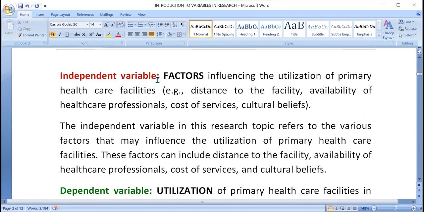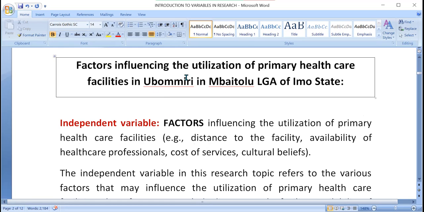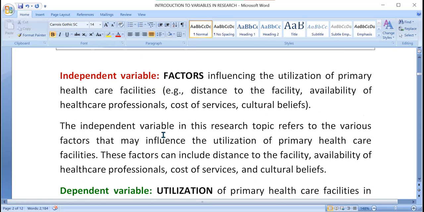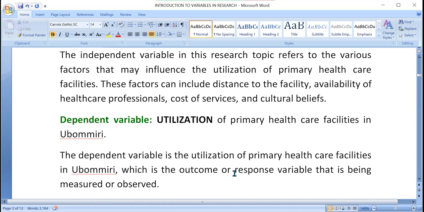So let's take it again. The independent variable in this research topic, factors influencing the utilization of primary healthcare facilities in Ubomiri and Bitolo area of Imo State, is factors influencing the utilization of primary healthcare facilities. So factors is the independent variable here. The independent variable in this research topic refers to the various factors that may influence the utilization of primary healthcare facilities. These factors can include distance to facility, availability of healthcare professionals, cost of services, and cultural belief.